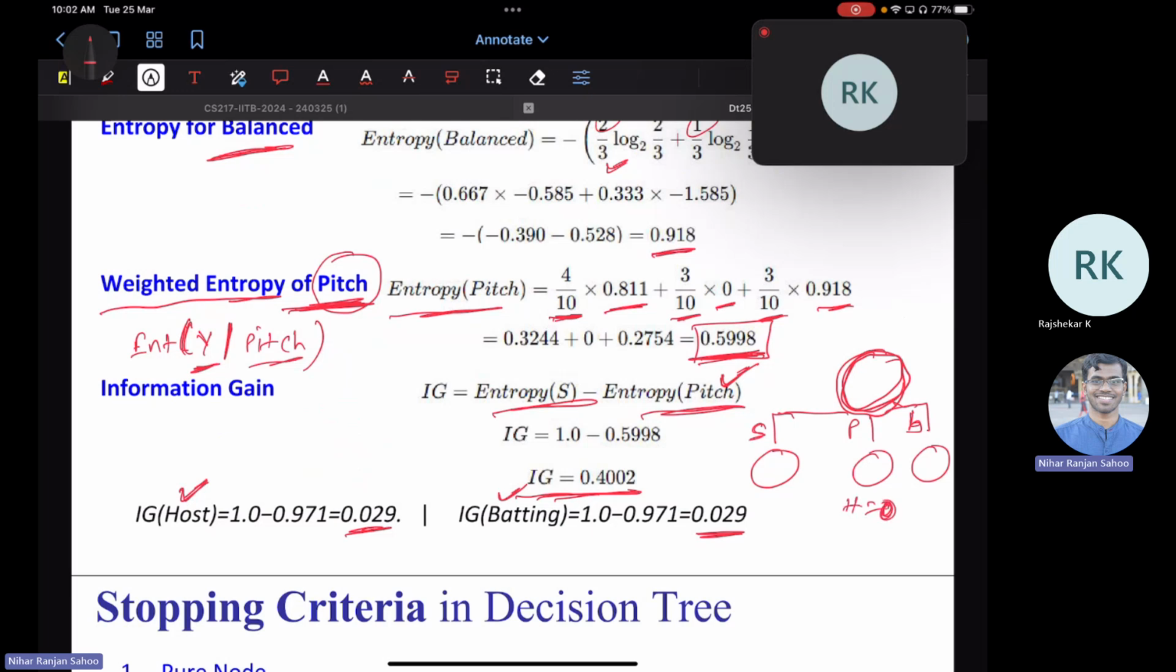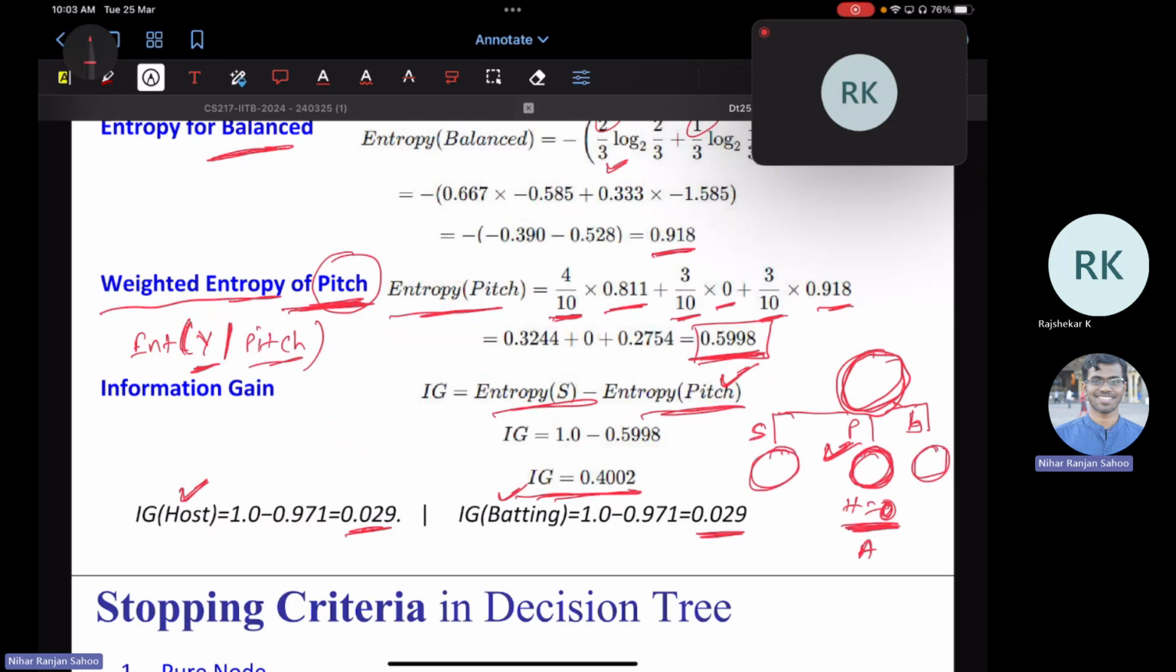So once entropy is 0, this is one of the stopping criteria. If the entropy of one particular node is 0, then you don't explore this node further. What do we mean by entropy 0? Given a pace-friendly pitch, we can blindly say who will win the match from the given data. So we know Australia will win the match, and we don't explore this node further.